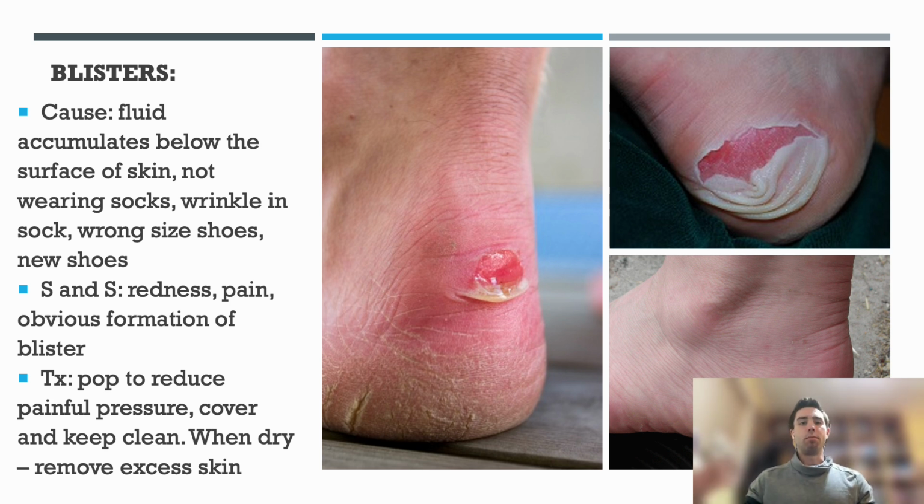Usually you'll get this type of blister by not wearing socks, wearing wet socks, having wrinkles in your shoes or socks, or just by wearing some type of new shoe. All these things are adaptability changes. If you aren't used to them, neither is your body, and it will react appropriately, which is by having these rips and tears happen. You're going to see deformed skin, redness, a lot of pain, and you're going to have a blister. As for the best way to reduce this, I know it says pop to reduce painful pressure.